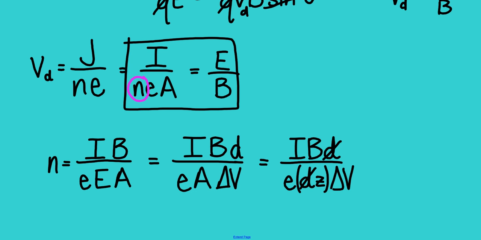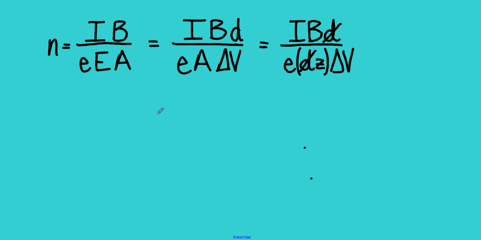We see that the two D's cancel out. And so now I'm left with an expression for the number of charge carriers per unit volume that is all in terms of things that I can pretty easily measure or control.